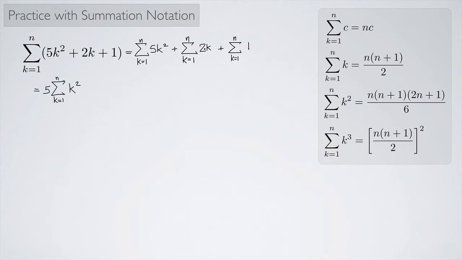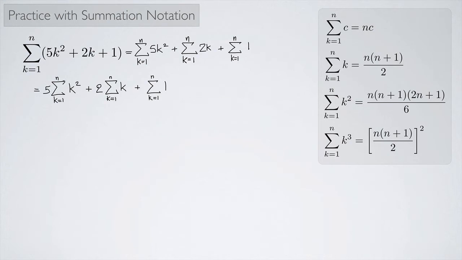This 2 doesn't depend on k. That 2 can come outside. So I can bring the 2 outside the sum. So then I have a 2. And I have the sum from k equals 1 up to n of just plain old k. And then the last one, well, that's just a 1. I might as well just leave it as a 1 here, a constant. So k equals 1 up to n of 1.